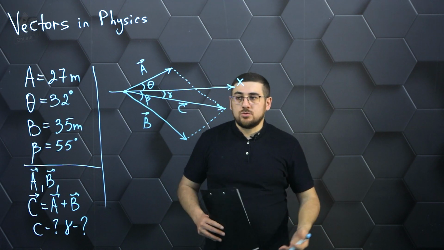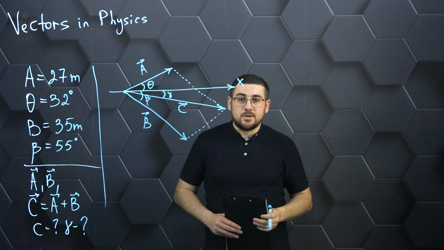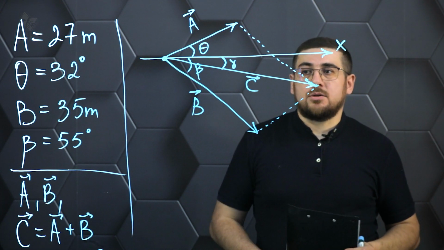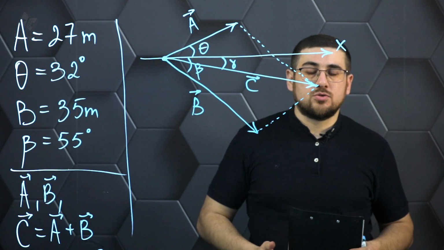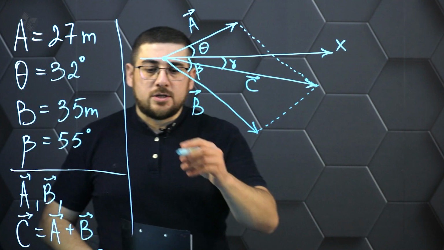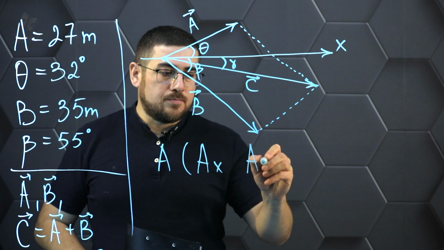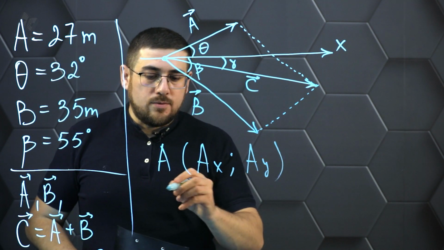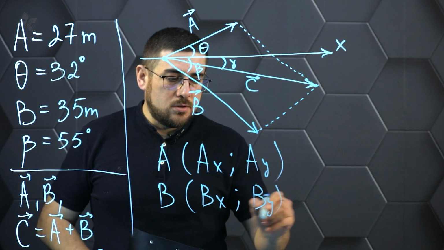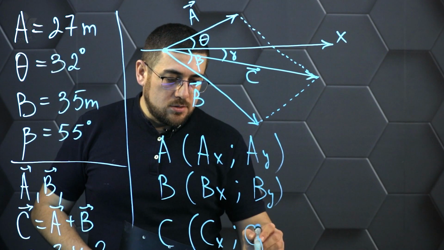And now the question arises how to determine the length of the final vector C. To do this, we must again remember that each vector, the components of the sum vector and the sum itself, are decomposed into components. That is, vector A has components Ax and Ay. Vector B has components Bx and By, and vector C, of course, also has its components Cx and Cy.